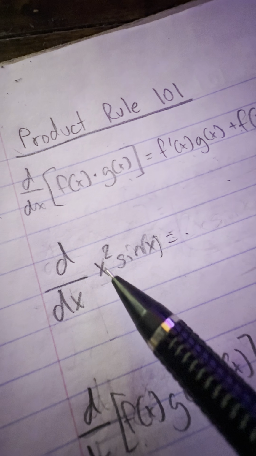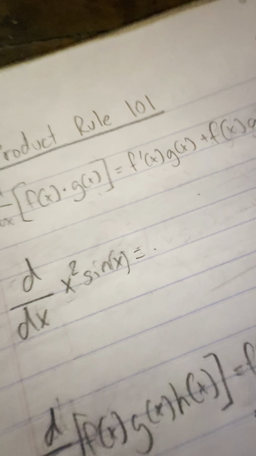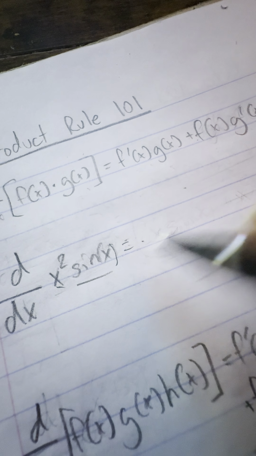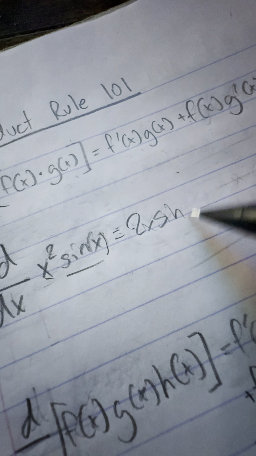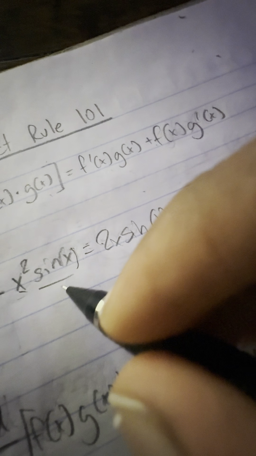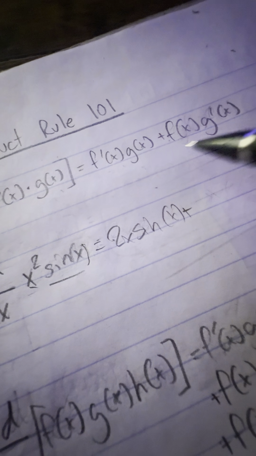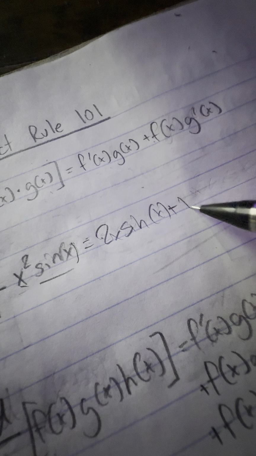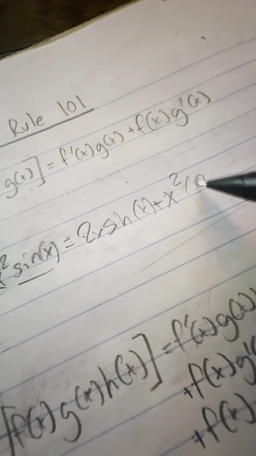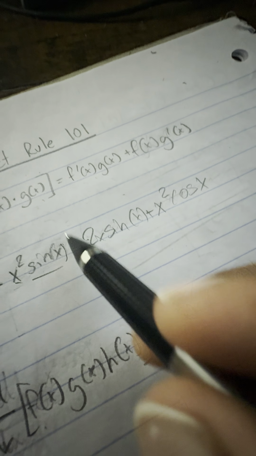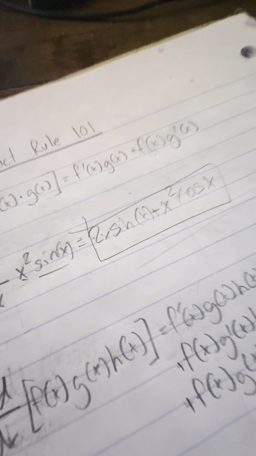So for example, for x squared times sine x, we have our two functions here. We can take the derivative of the first, which is 2x, and then we have our sine as it is, plus the first function as it is, so that's x squared, and then the derivative of sine, which is cosine x. And that's it. That would be our answer.